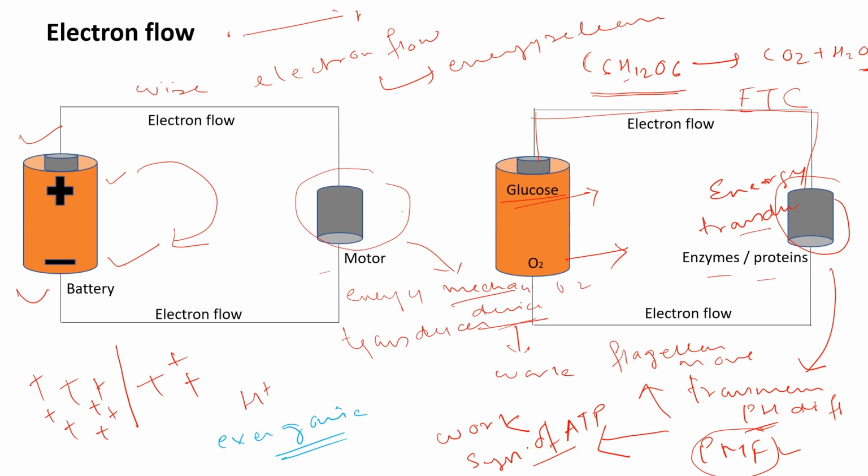This force is known as electromotive force. Okay, the force that drives the flow of electron is known as electromotive force, which depends upon what? Difference in electron affinity. More the difference, more will be the force. Okay, understood? So let's summarize what we studied now.